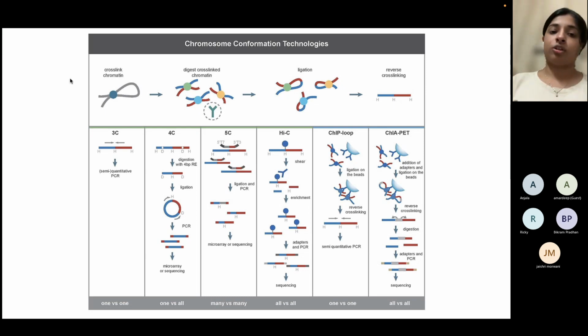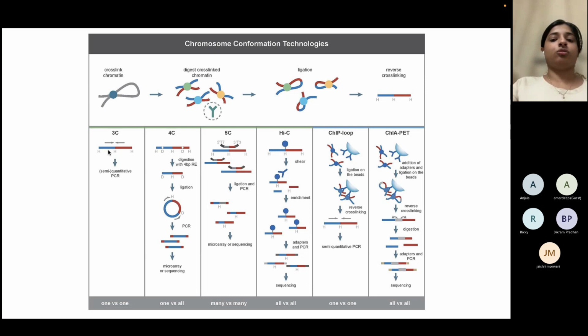Then all I need to do is cross-link, digest them, ligate them, reverse the cross-link. Now I will add primers that are specific to these two regions that I have thought of. With this primer, if there is presence of that gene, only then will this be amplified, because one end of the primer is of one gene, the other end is of the other gene.